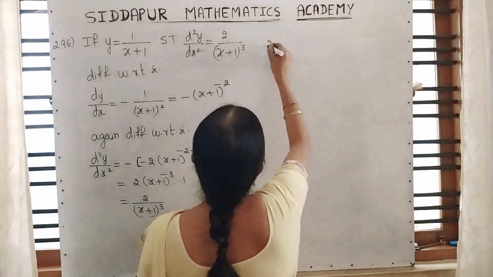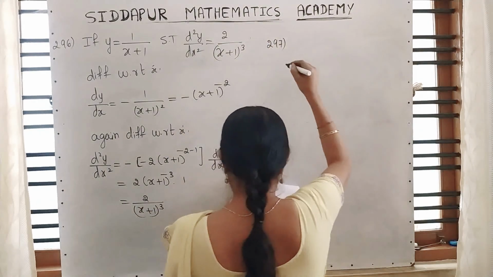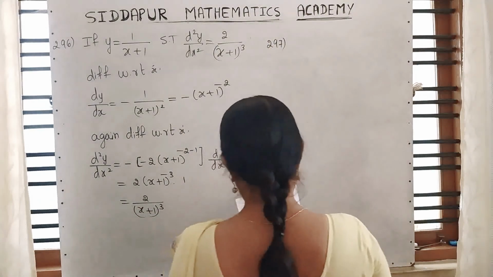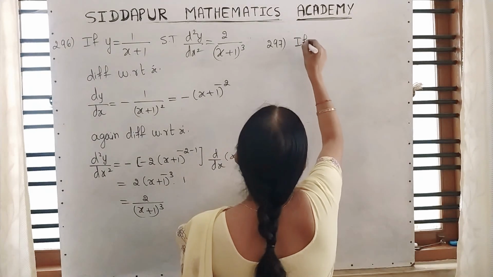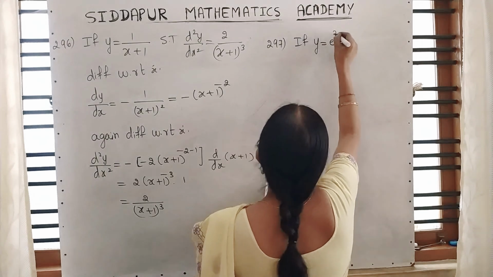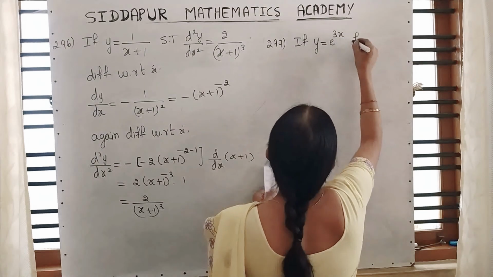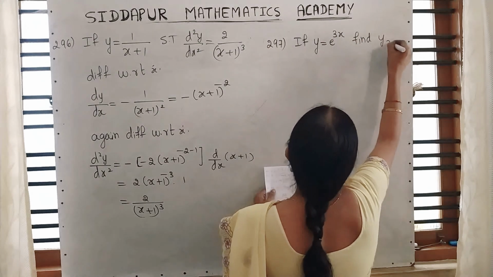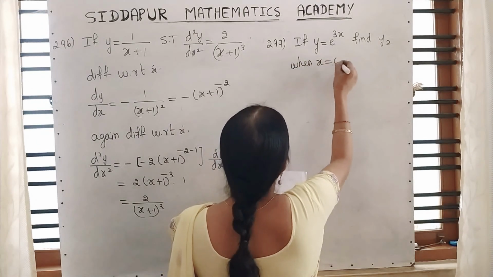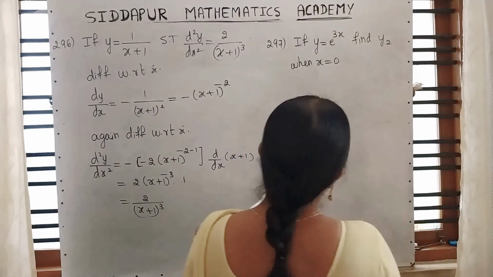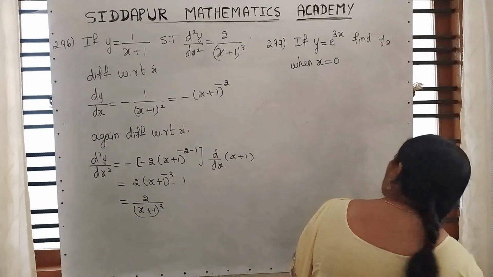Moving to the next question, that is question number 297. If y is equal to e raised to 3x, find y2 when x is equal to 0. So now I am giving you the solution 297.